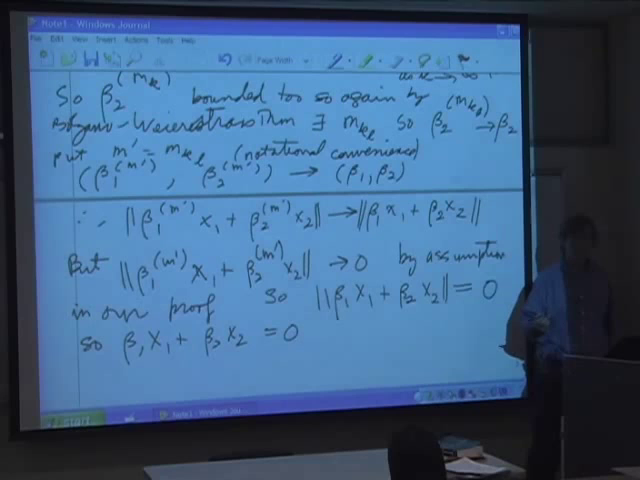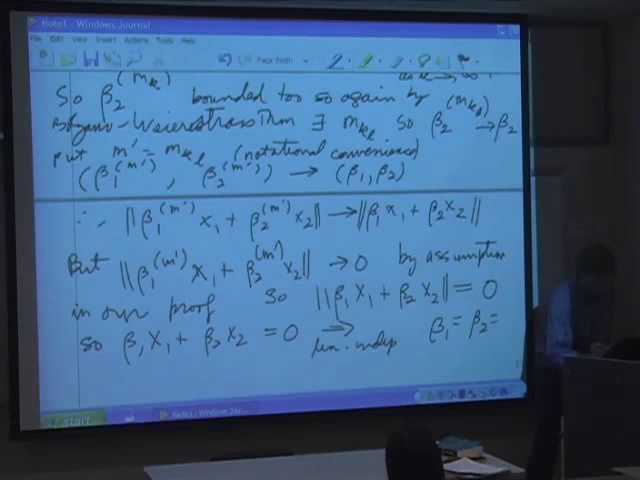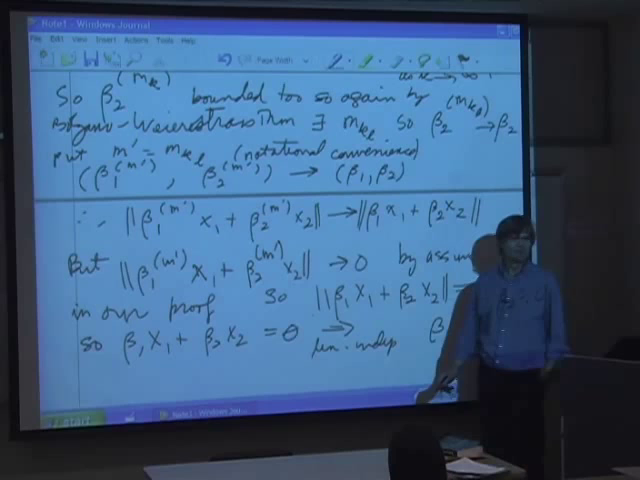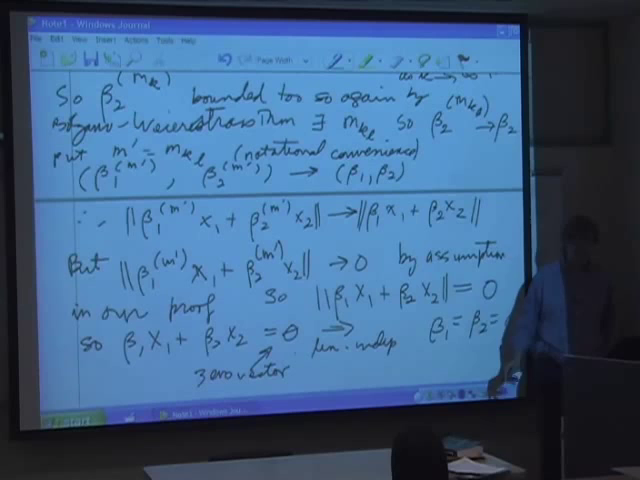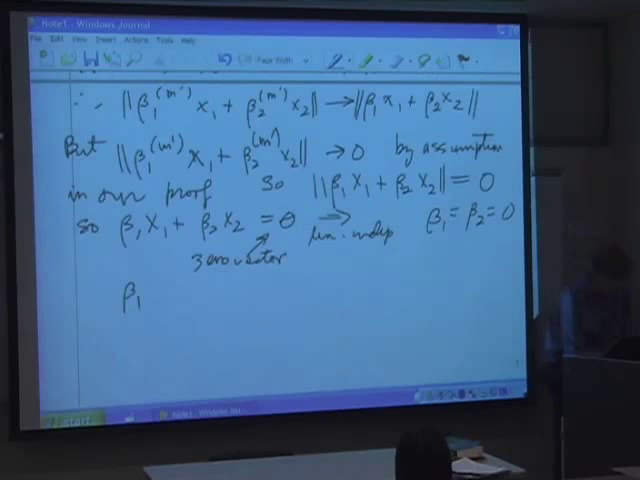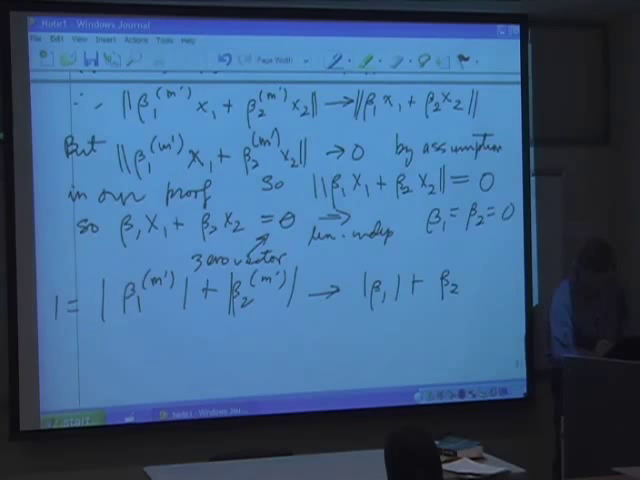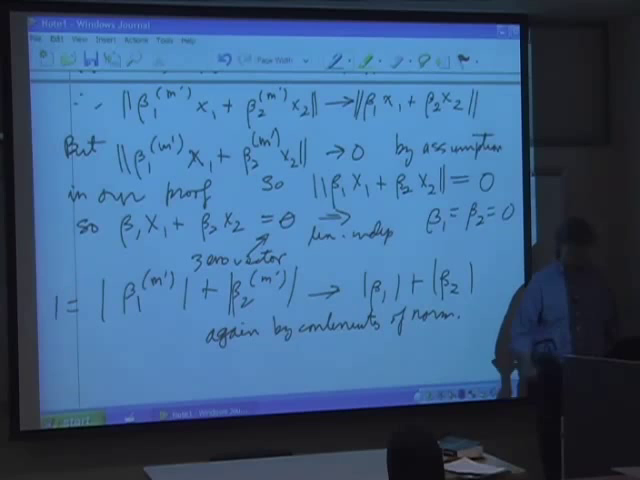Is that a problem? This is the zero vector, theta, if I want to remember. Is that a problem, that beta 1 equals beta 2 equals zero? Well, yes, it is, because I go back to continuity of the norm, because the absolute value of beta 1 super M prime plus the absolute value of beta 2 super M prime is equal to 1 for every M prime. But this would converge, again by continuity of the norm, this time the norm in the scalar field, to the absolute value of beta 1 plus the absolute value of beta 2. So therefore, the absolute value of beta 1 plus the absolute value of beta 2 is equal to 1.